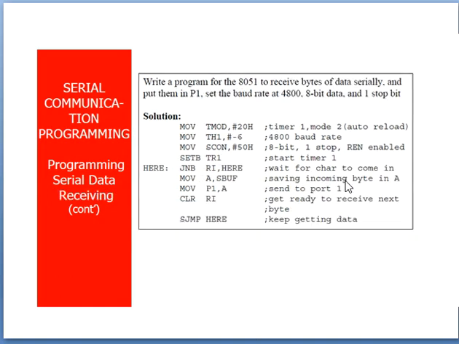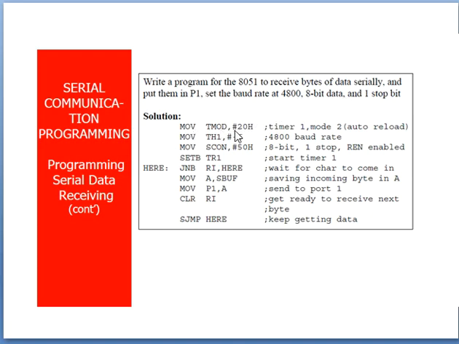So next is a program where we are going to see how we are going to receive the data. So you can see the program. Write a program for the 8051 to receive bytes of data serially and put them into P1. Set the baud rate at 4800, 8-bit data, and one stop bit. So this is the description. We are going to see how it is going to work.